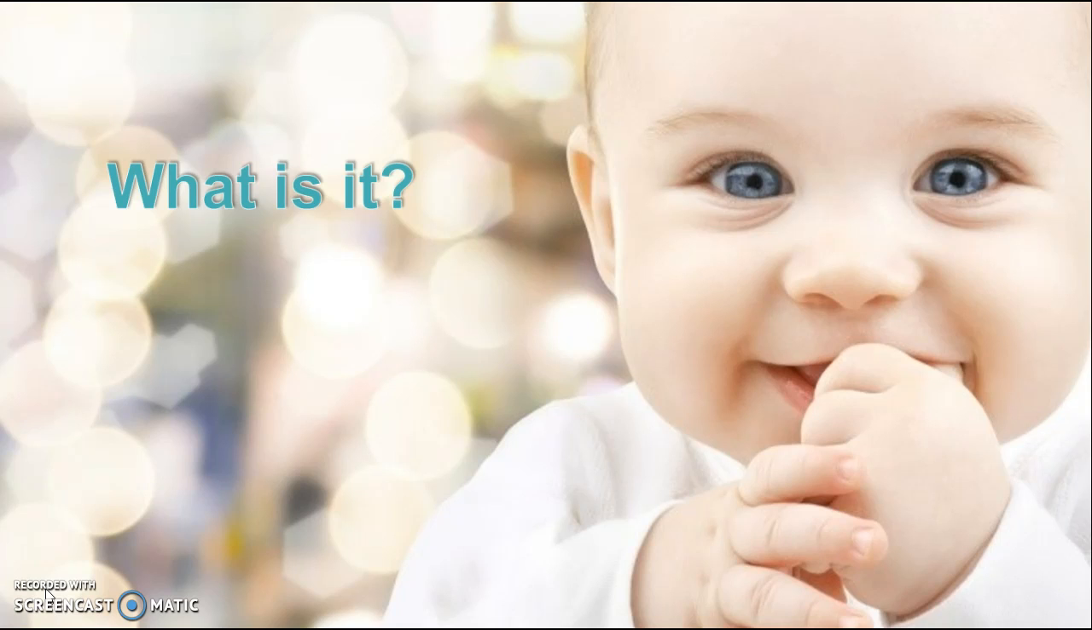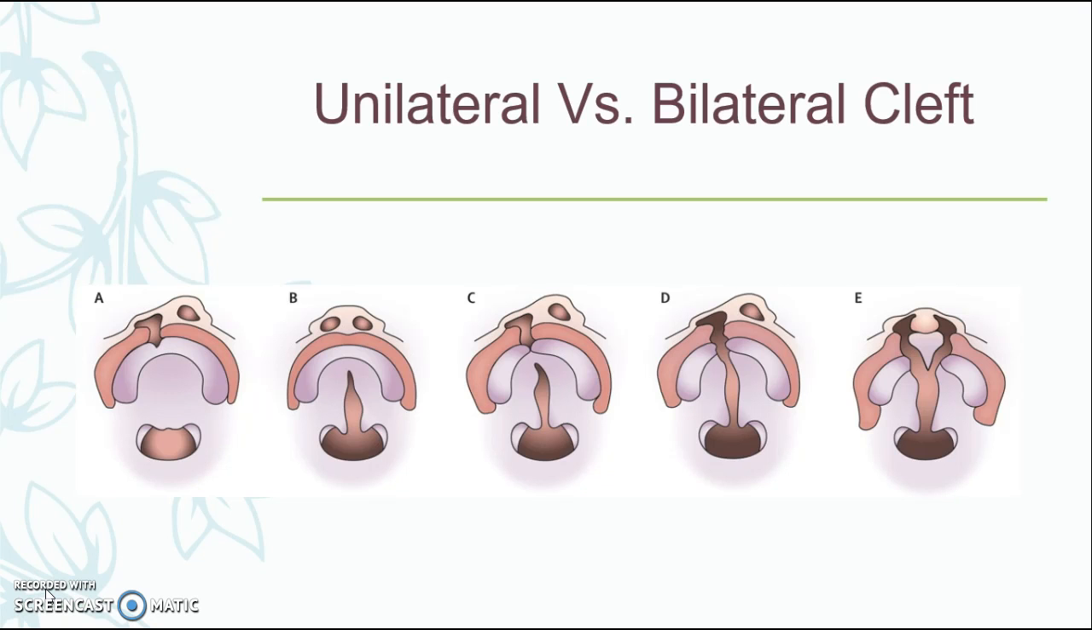A cleft is a split or opening in a structure. The hard palate is the bumpy ridge on the top of your mouth. If you run your tongue over the top of it, you might even feel a line down the center where the two bone arches came together. Therefore, a cleft lip and palate is an opening that runs from the top lip on through the hard palate.